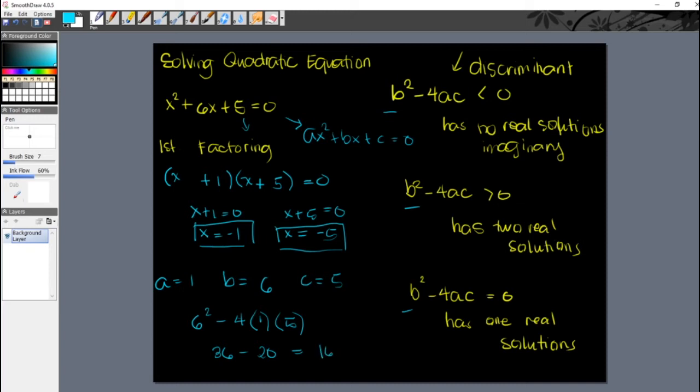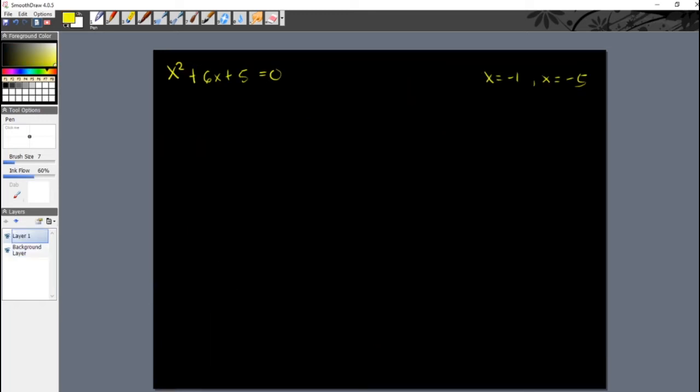And you know that 16 is greater than 0, right? So when your discriminant value is greater than 0, the quadratic function has two real solutions, in which the real solutions are -1 and -5. So we are able to solve this quadratic equation using the factoring method. This time we're going to be using completing the square.